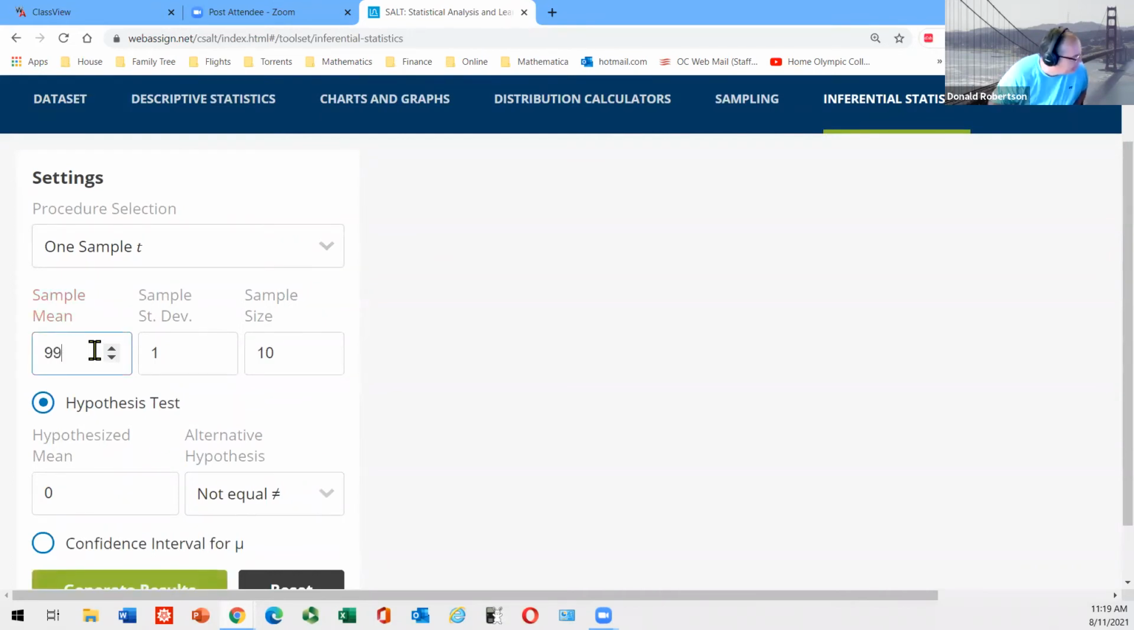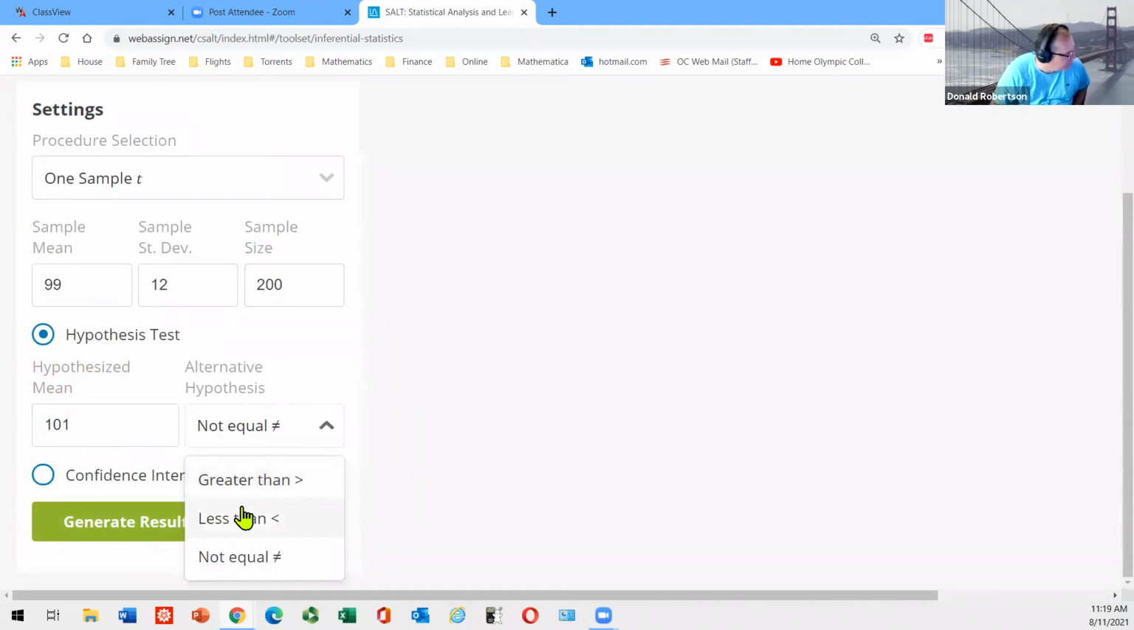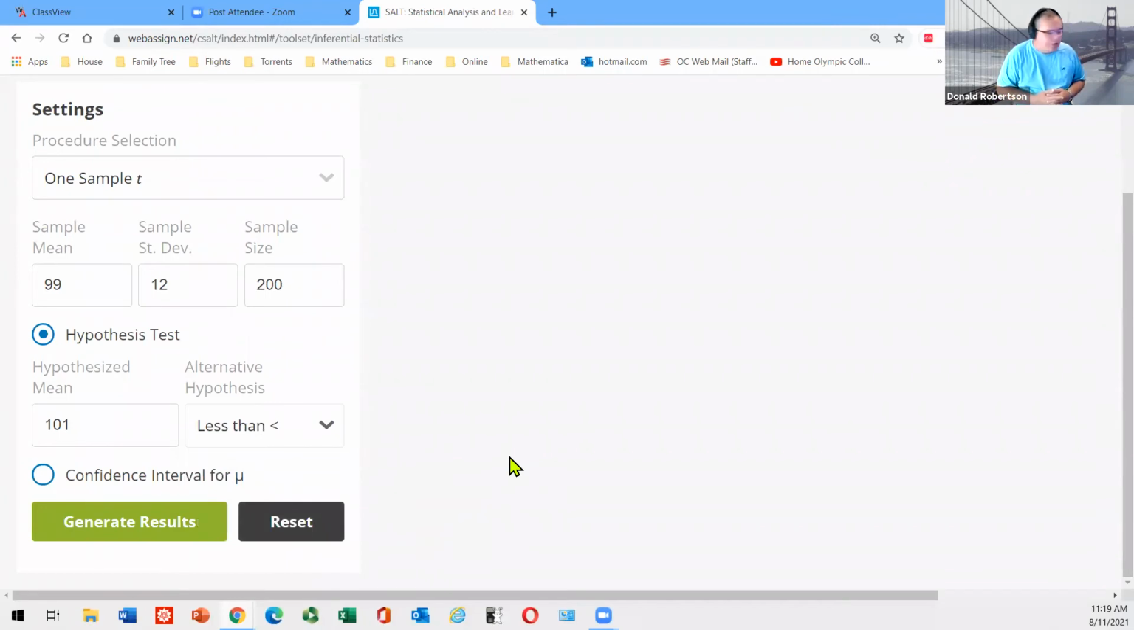99. The sample standard deviation was 12, and the sample size was 200. The hypothetical mean is just their way of saying what it used to be. And aren't we trying to prove that it has decreased? Are you comfortable with one sample t, the sample mean, the sample standard deviation, the sample size? Basically, H naught equals 101, but we want to prove that it's got less, right?